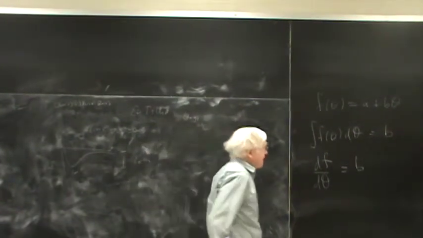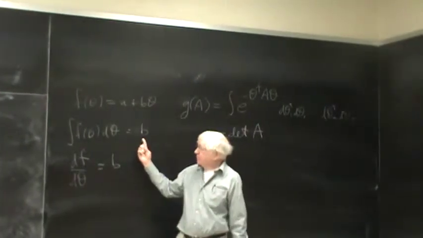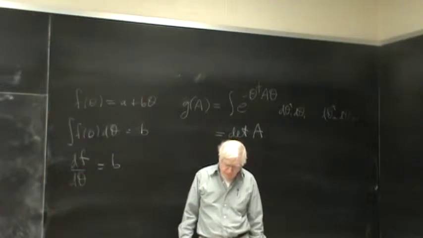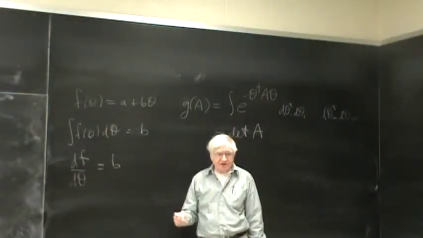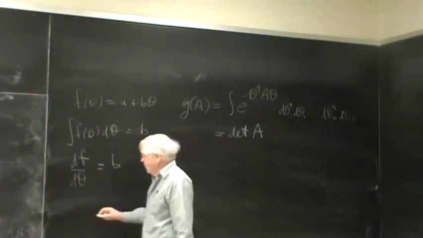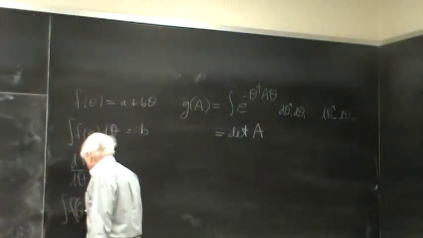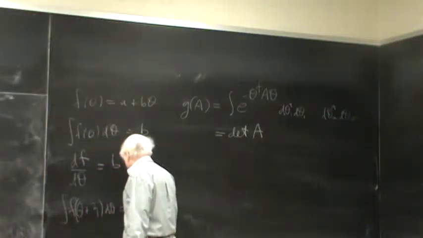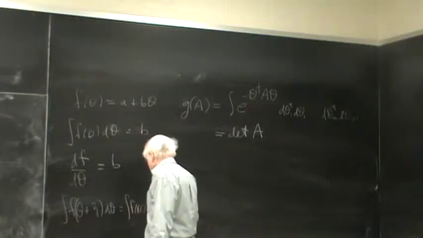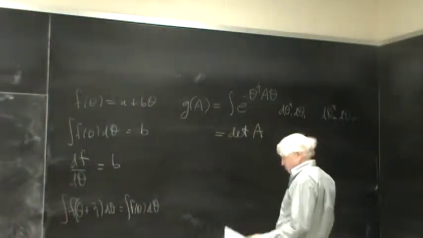Now, remember that we got this integral table by saying that we wanted to have shift invariance. That is to say, we wanted the integral of f of theta plus zeta d theta to be equal to the integral of f of theta d theta. Now I'll show you why we actually want that.